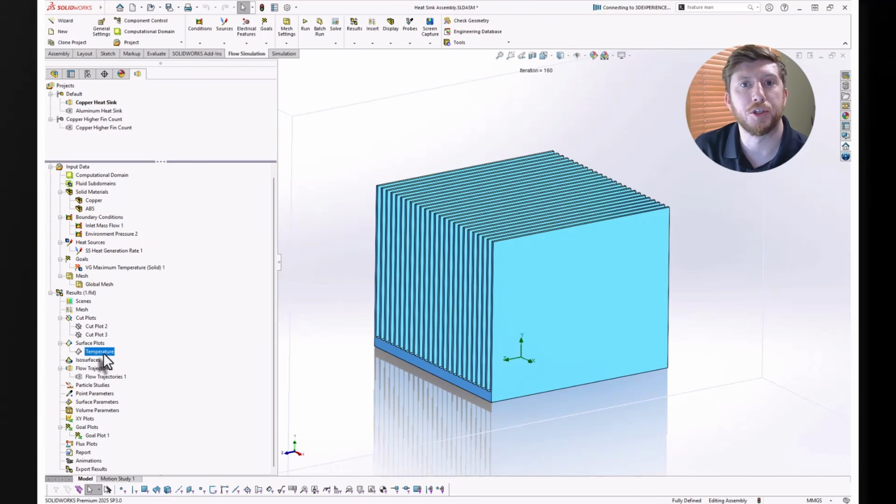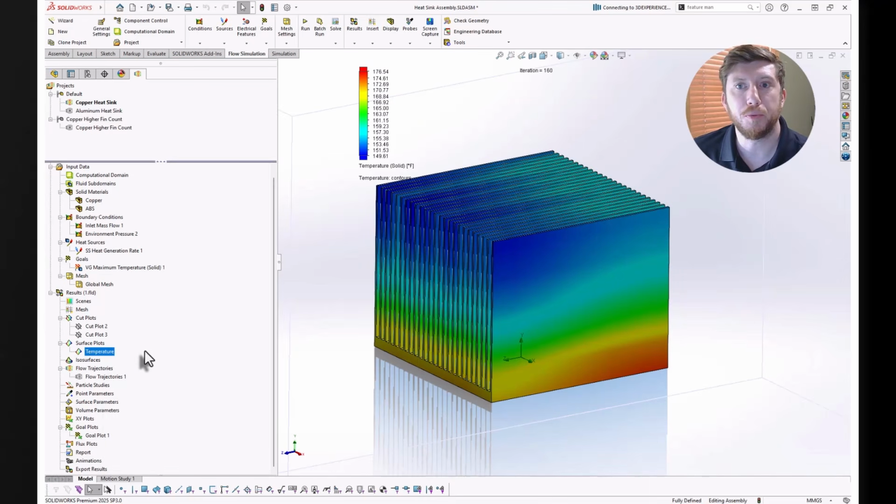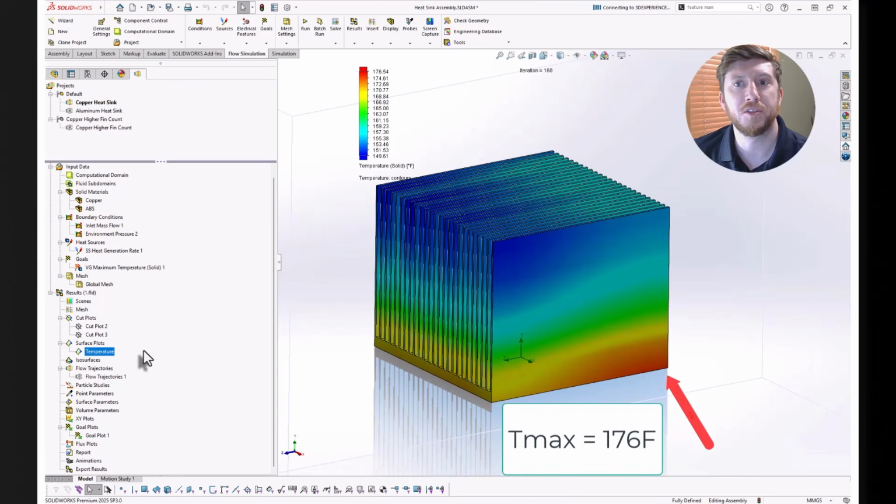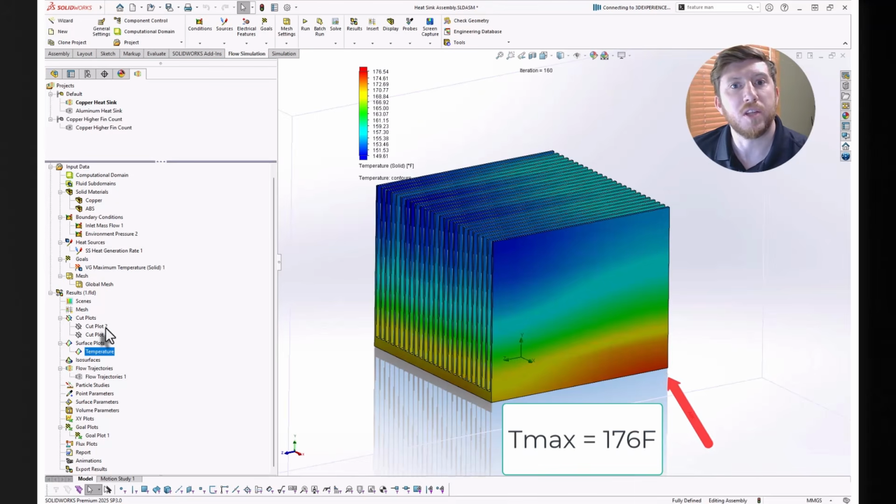After running the simulation, I can now view my results. First, I'll turn on the temperature distribution surface plot for the heatsink. This gives me insight into the performance of the design and what sort of max temperatures I can expect. In this case, my simulation shows a max temperature of around 176 degrees Fahrenheit on the bottom face. Using this data, I can determine whether or not my heatsink or fan are removing enough heat to stay within the design intent of the system.